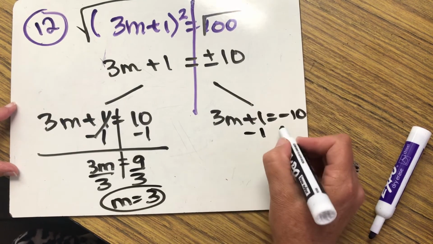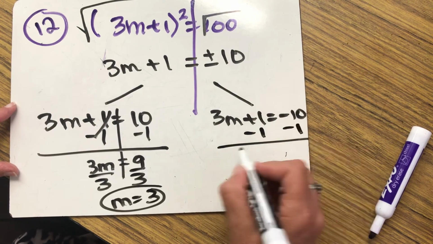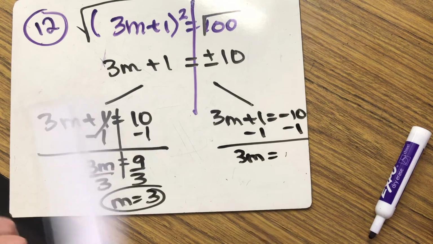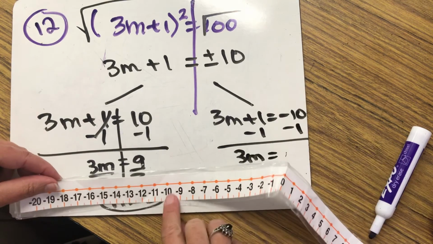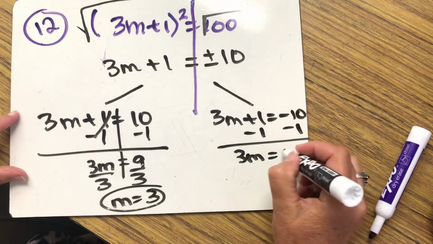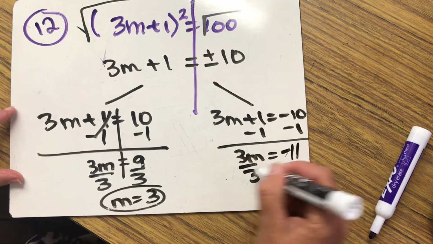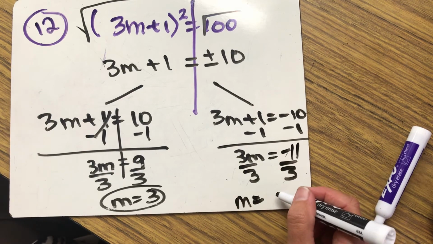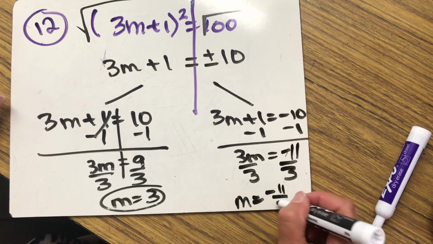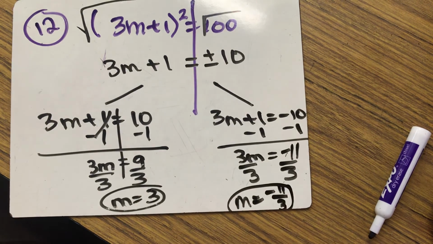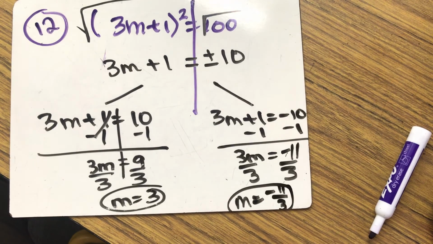This one, minus 1 on both sides. I have 3m equals, well, if you're at negative 10, and you go back one more, you'll be at negative 11. Divide by 3. And it's not something that goes in evenly, and it's not something we can even reduce. Negative 11 thirds is just our final answer. So we have two answers, 3 and negative 11 thirds.